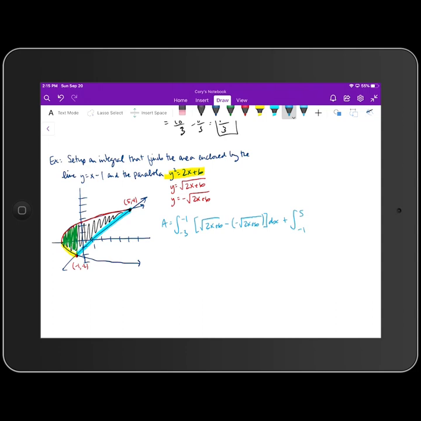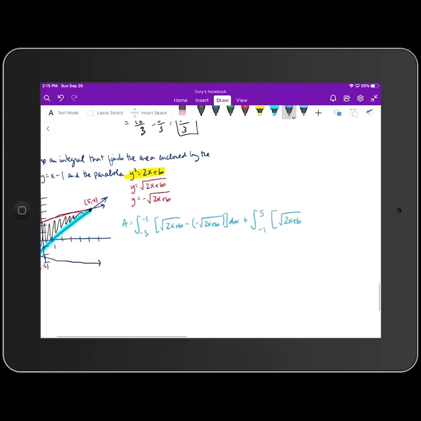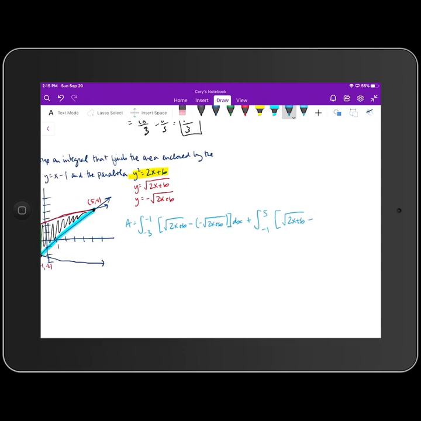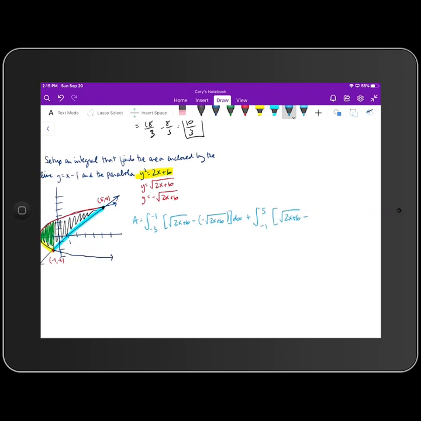And then the function that bounds that area from above is the positive radical, so that's positive rad 2x plus 6, minus the function that bounds the area from below, so the function that bounds the area from below is the line y is equal to x minus 1. We're integrating that with respect to x as well.